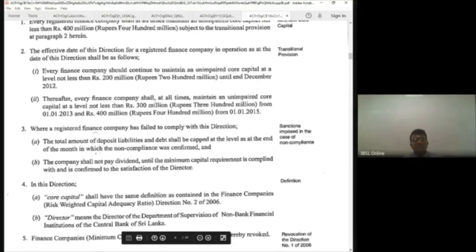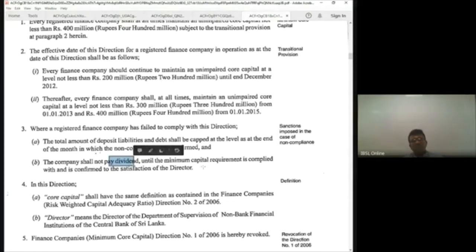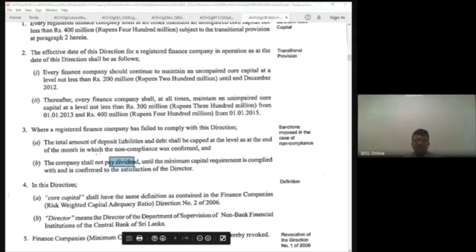Where a registered finance company has failed to comply with this direction, the total amount of deposit liabilities and debt shall be kept at the levels at the end of the month in which the non-compliance was confirmed. The company shall not pay dividends until the minimum capital requirement is complied with and is confirmed to the satisfaction of the Director. Means what?